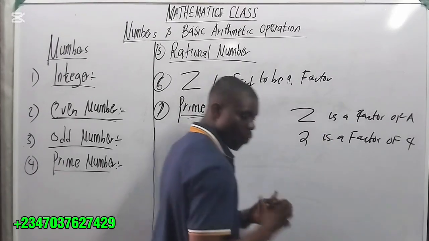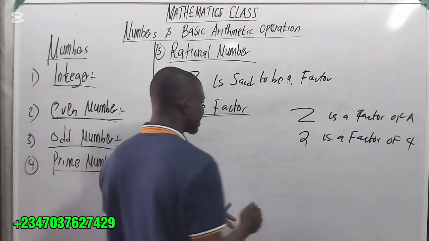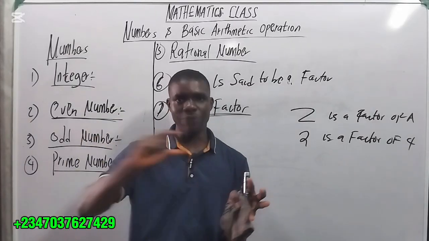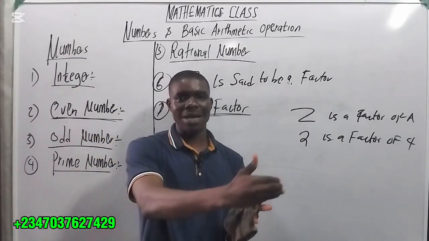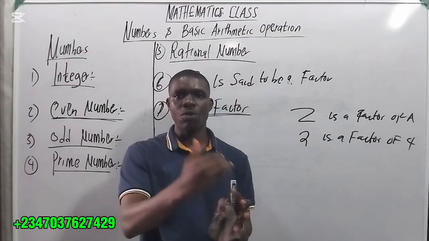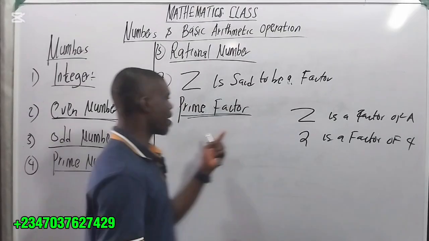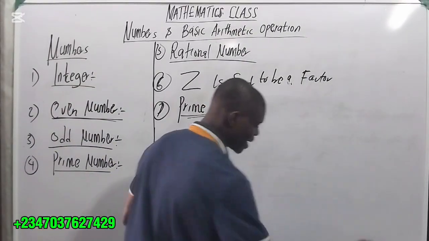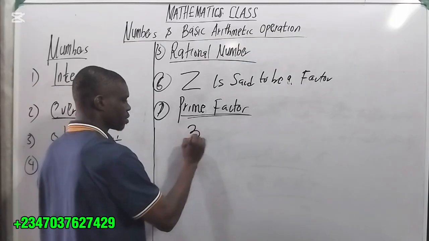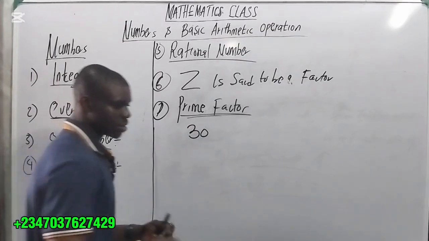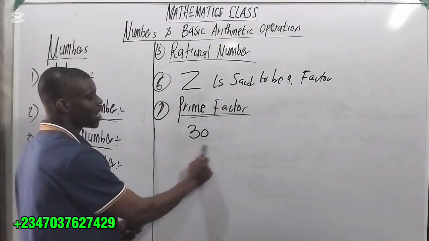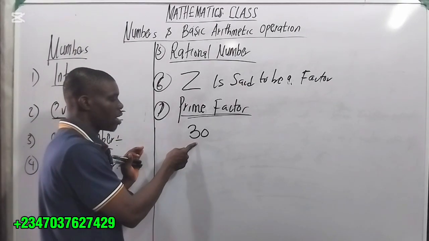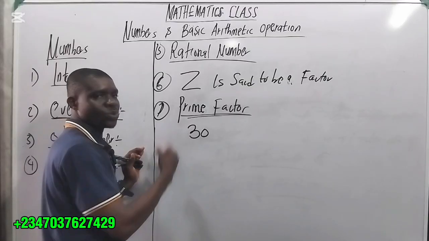Now, when we talk about prime factors, when you take a number and look for the factors of that number, the prime numbers among those factors are called prime factors. So for example, let's take 30. What are the factors of 30? What are those numbers that can go into 30 without any remainder?